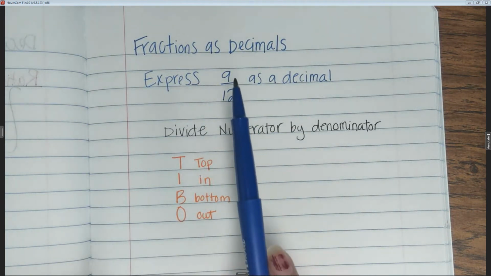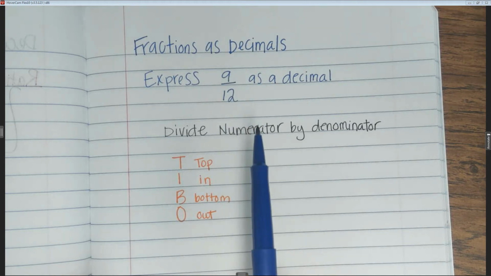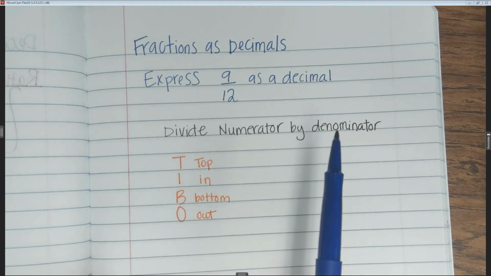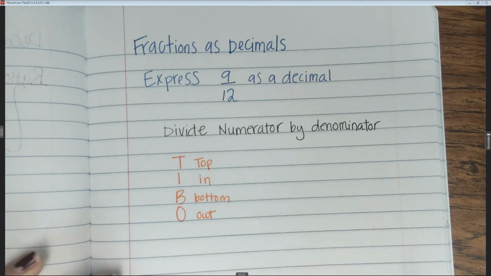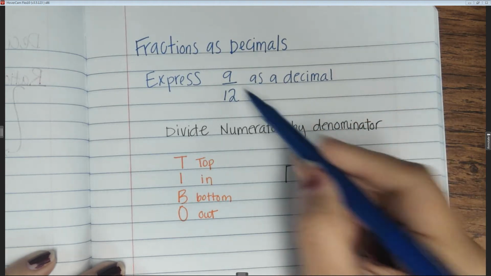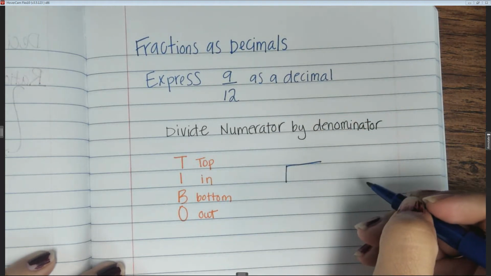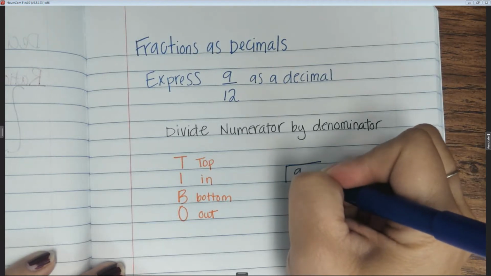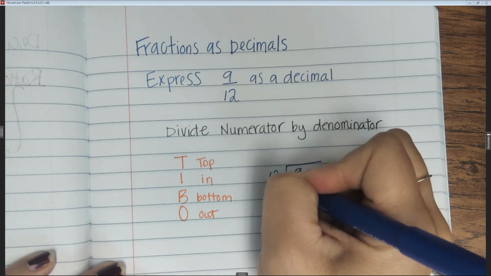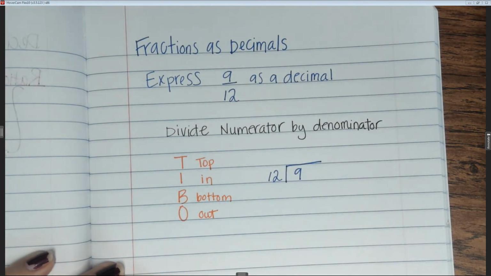And what that means is the top number, which is your numerator, will be in, and then the 12, which is your denominator, will be out. So basically it looks like this. So whenever you're dividing, top in, right? So if it's top in, then your 9 goes in. Bottom out, so your 12 is your divisor. Okay, so that's how you're going to remember to divide.